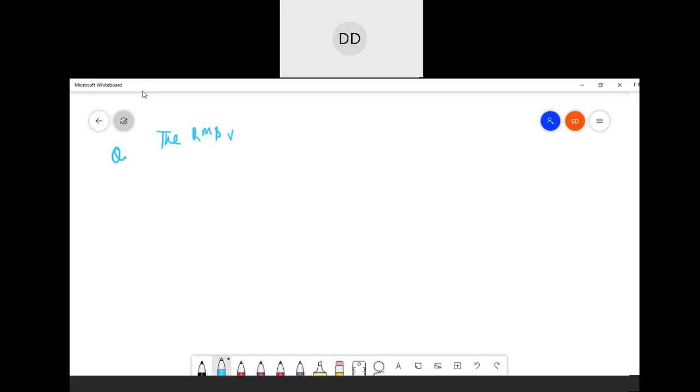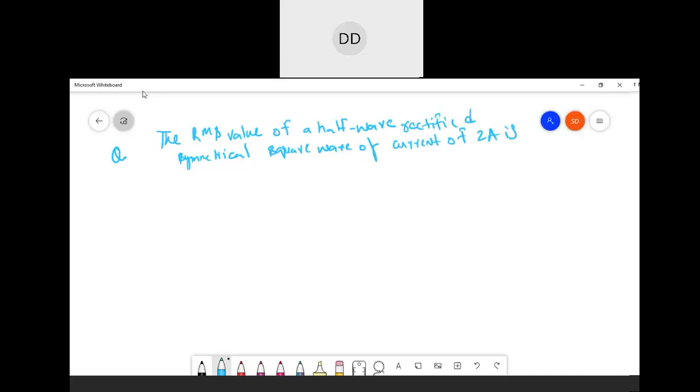The RMS value of a half wave rectified symmetrical square wave of current of 2 amperes is. So the RMS value of the current for a square wave of 2 amperes is. So how do we go about this particular problem?